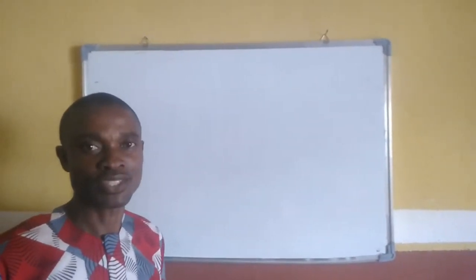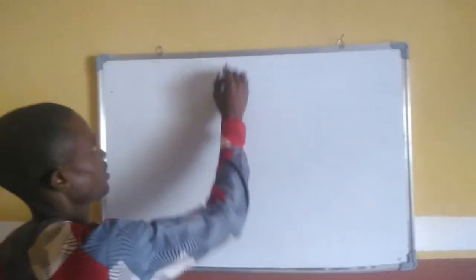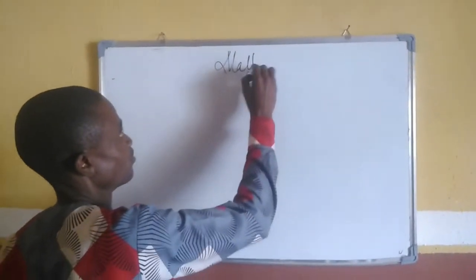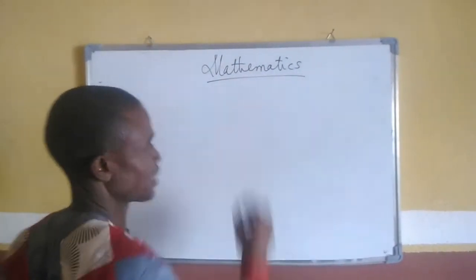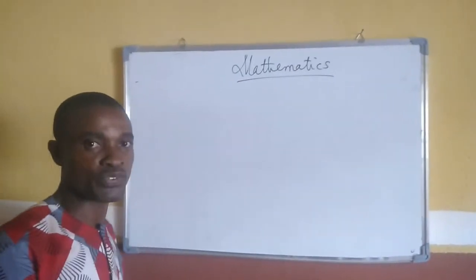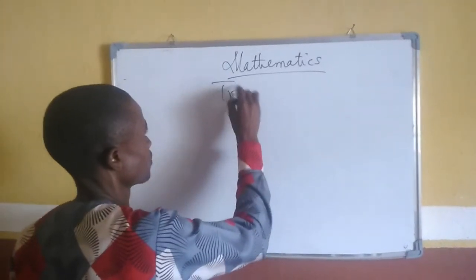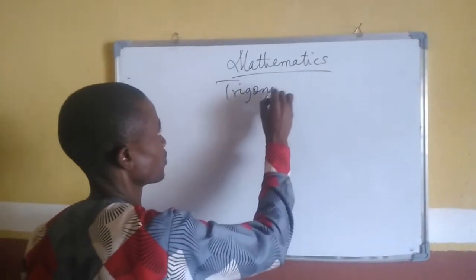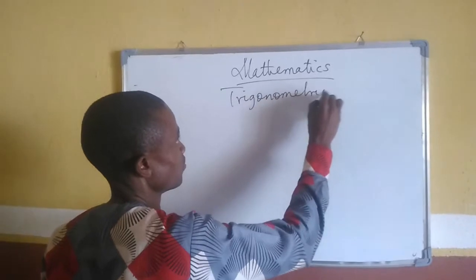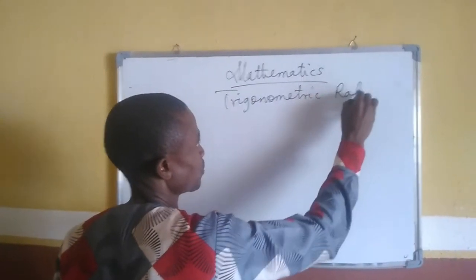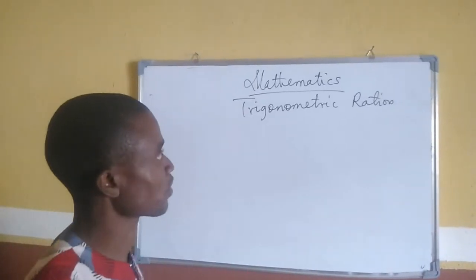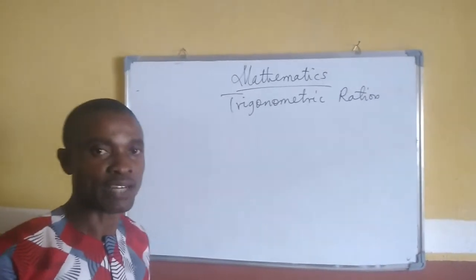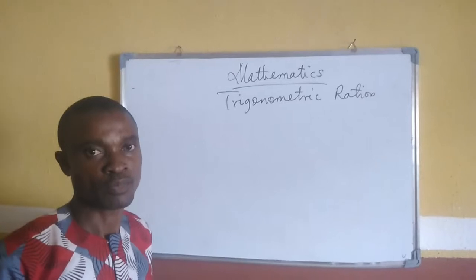Today we want to treat mathematics. And our topic today is trigonometric ratios. Under this, we are going to look at the right angle triangles.